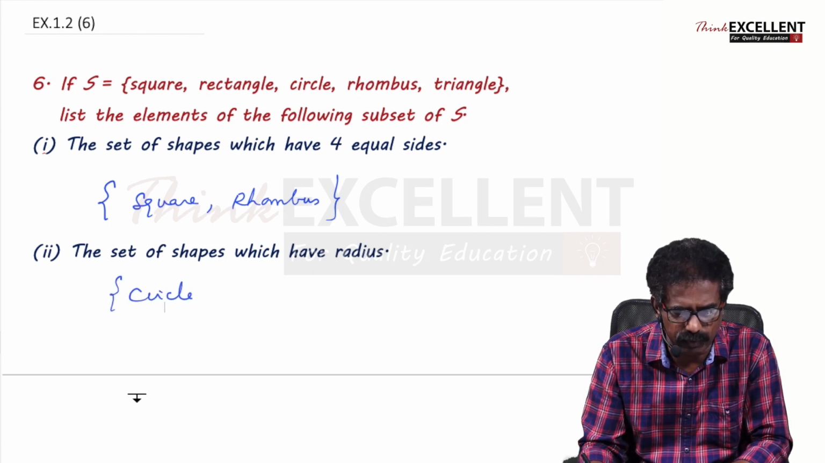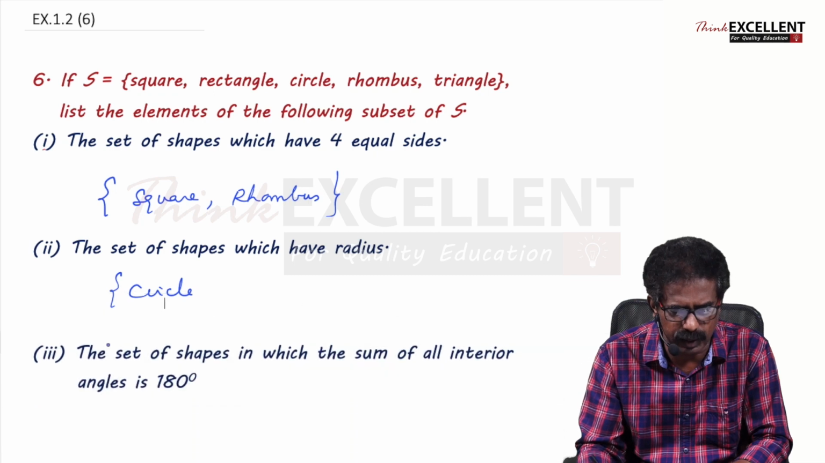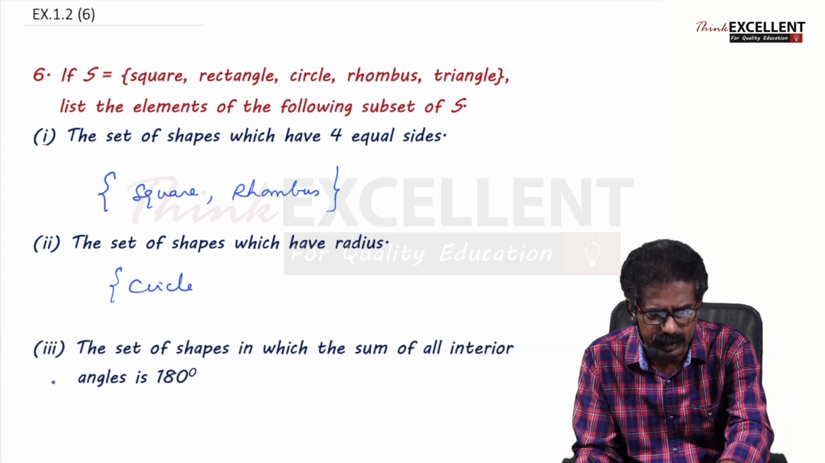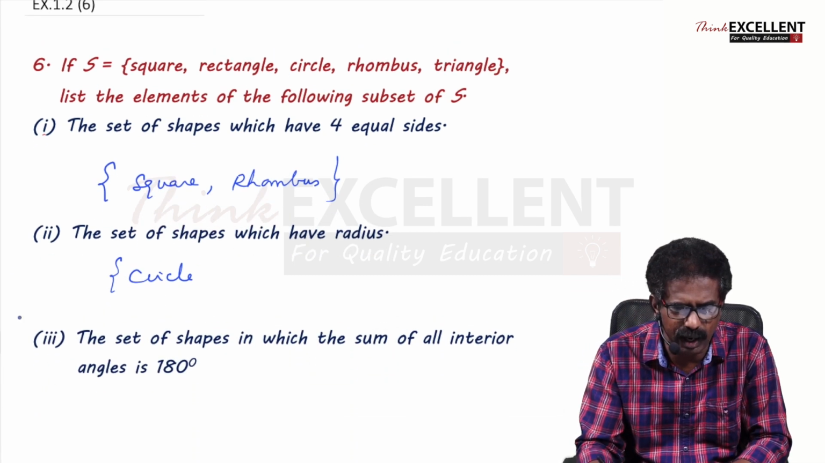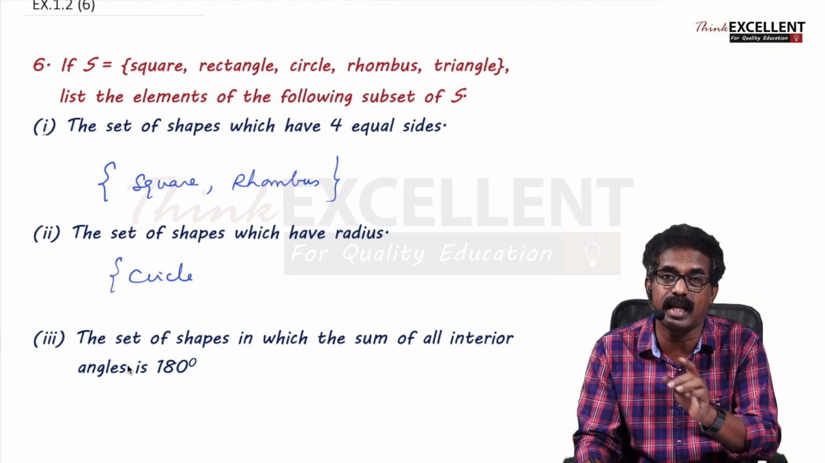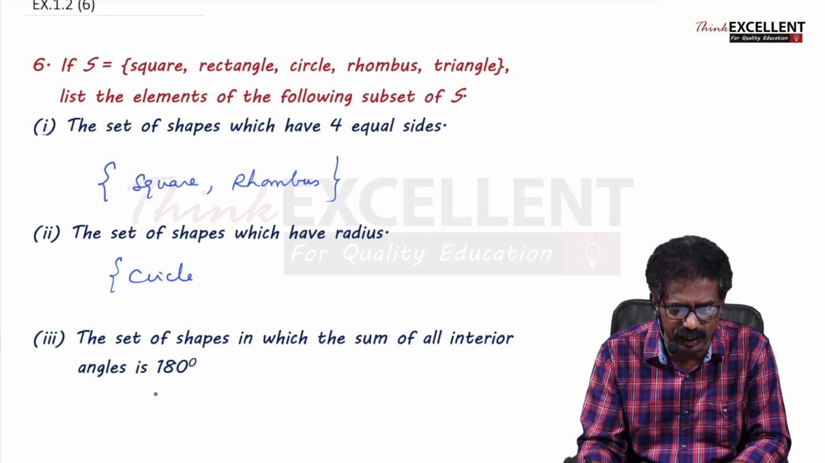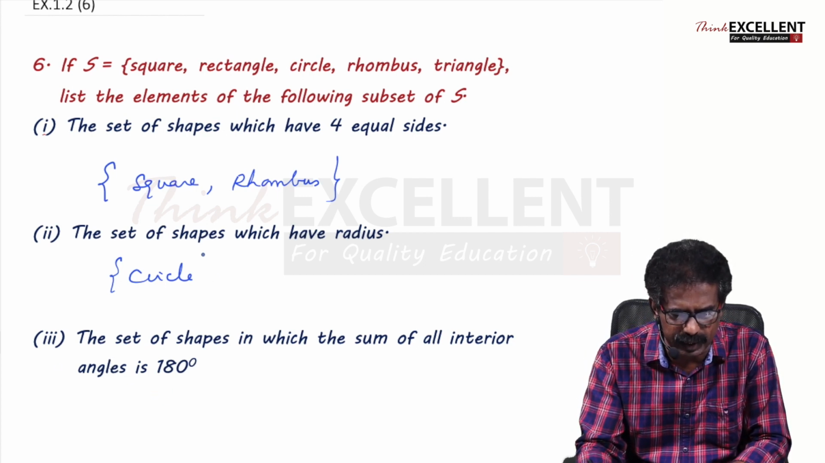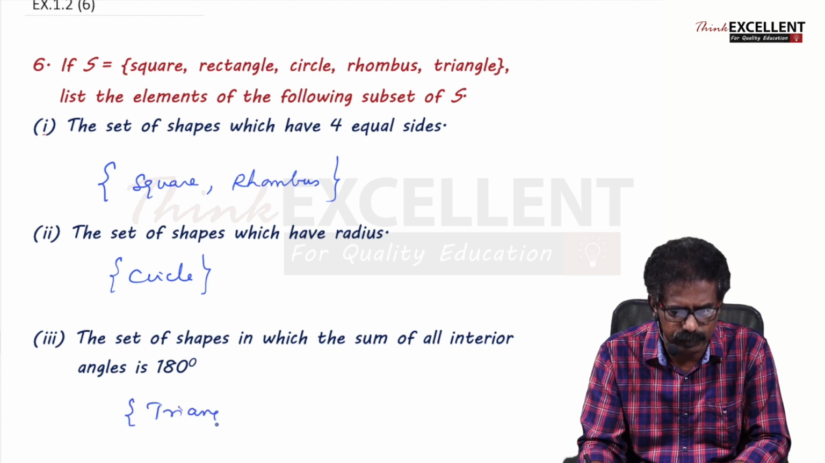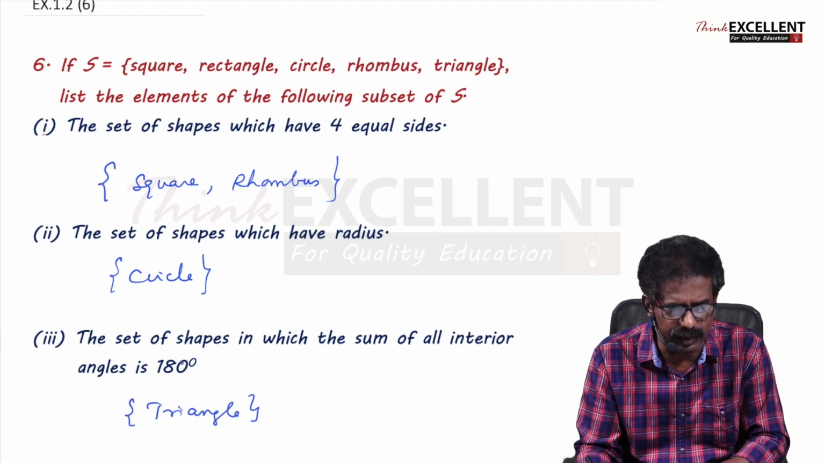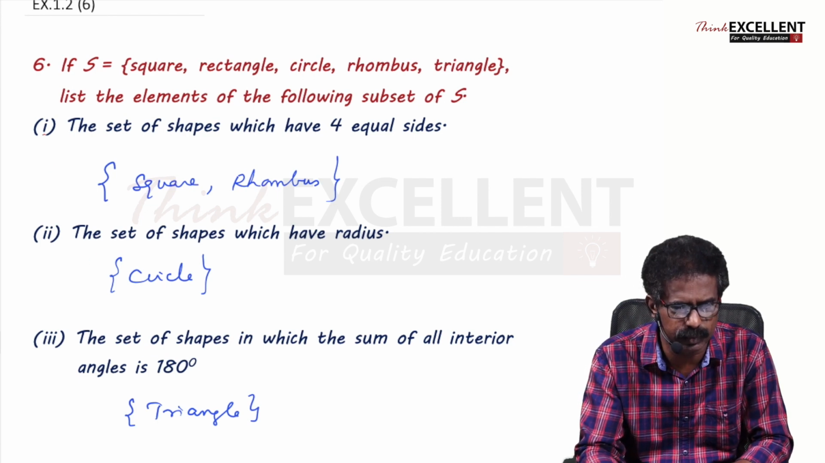Okay, now let us go for the next question. Third one, what's the question? The set of shapes in which sum of all the interior angles is 180 degrees. Sum of the angles in a triangle is 180 degrees. In a triangle there are three angles, right? If you add all the three, your answer is what? 180. So here your answer is what? Triangle. Only in triangle. So what's the next question?